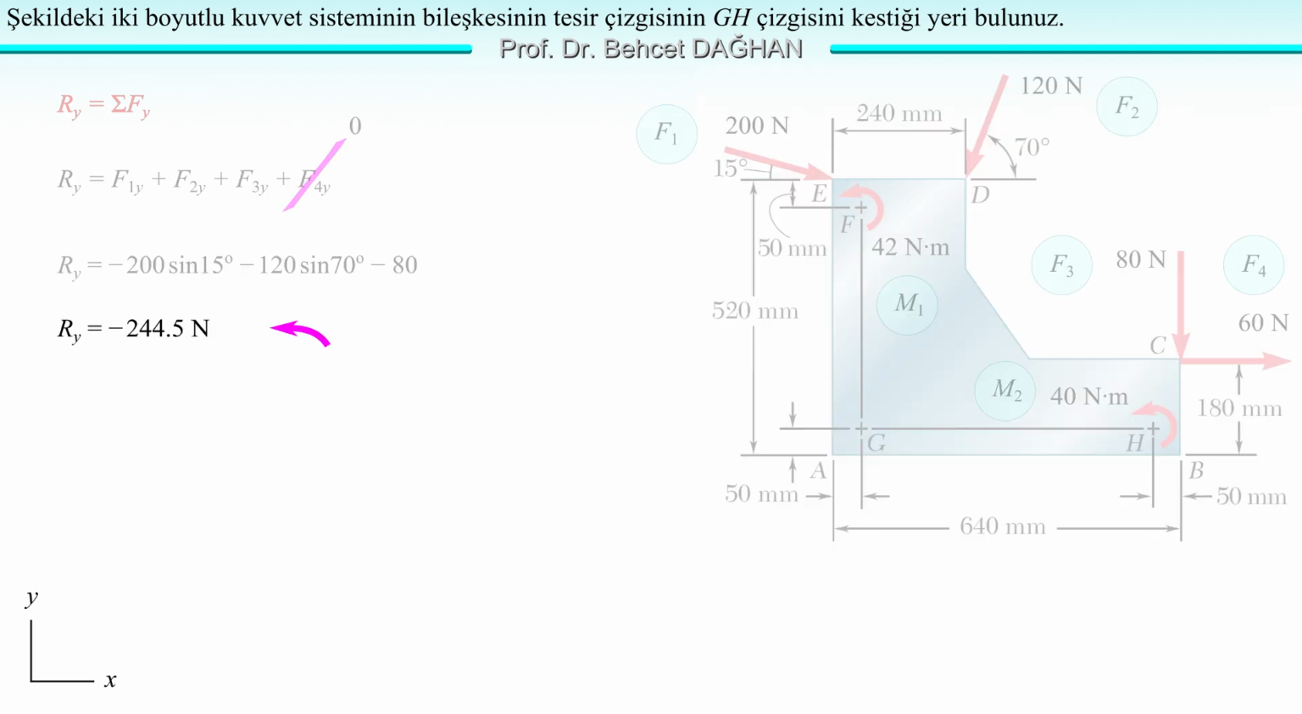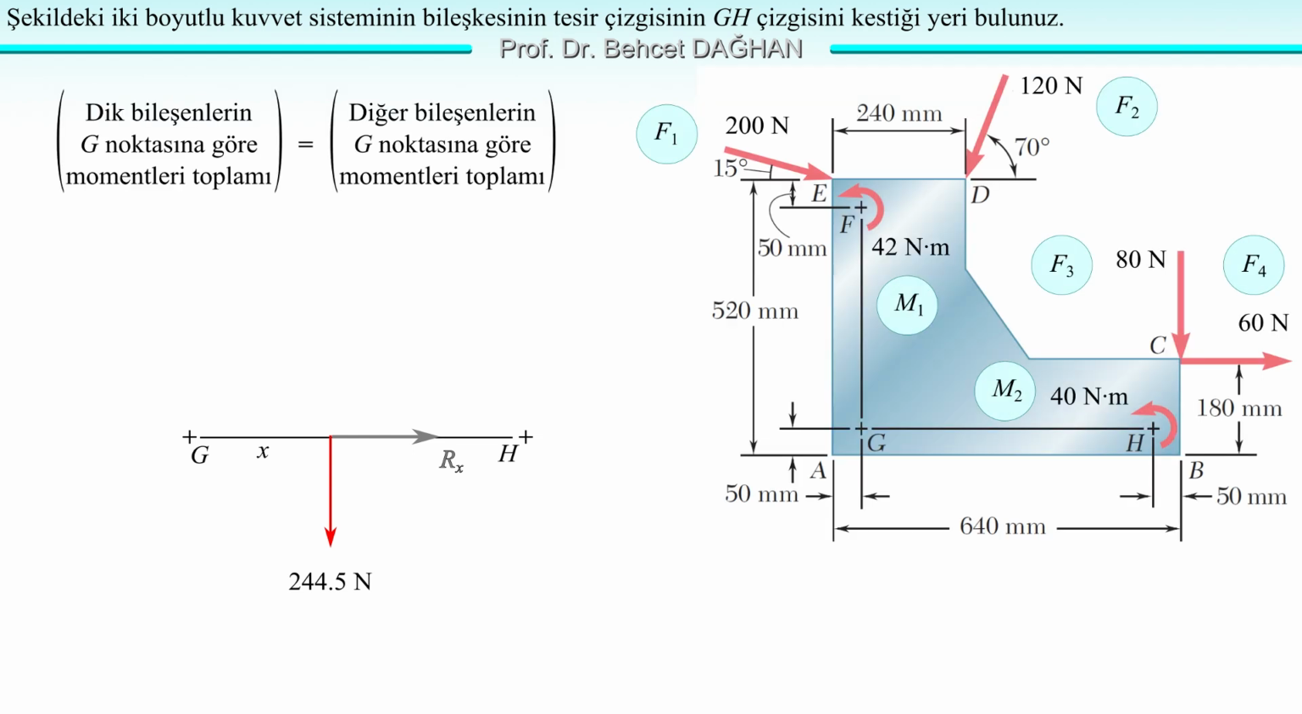Thus, we found Ry. We get Ry equals minus 244.5 newtons. Ry is negative, so it points downward. Its magnitude is 244.5 newtons. Let's show it in the figure.